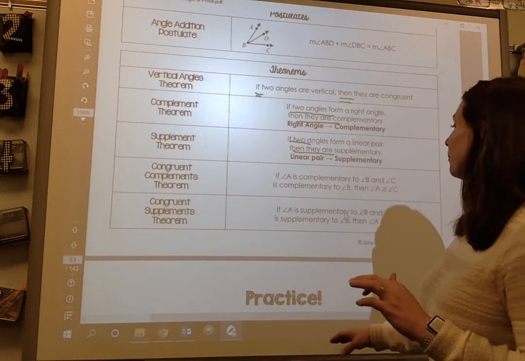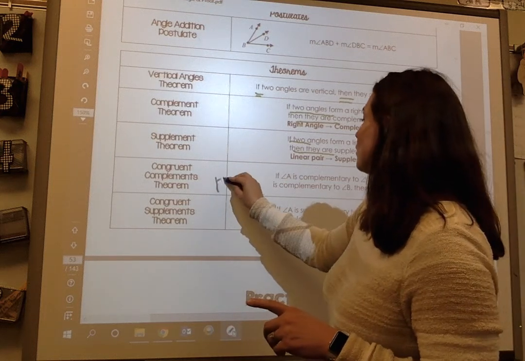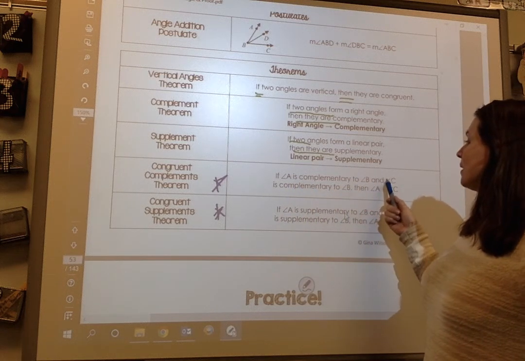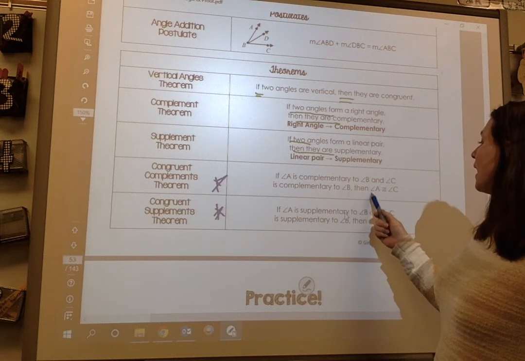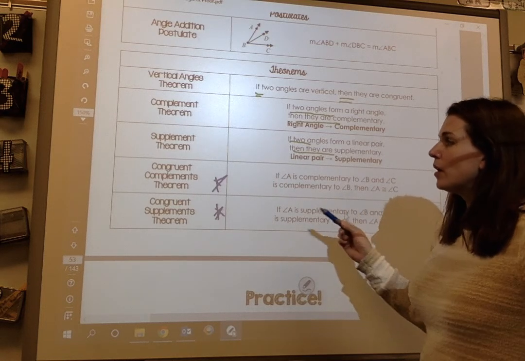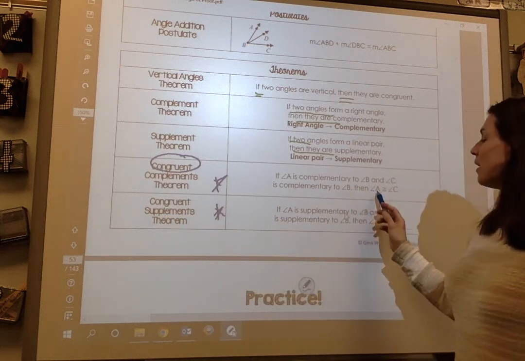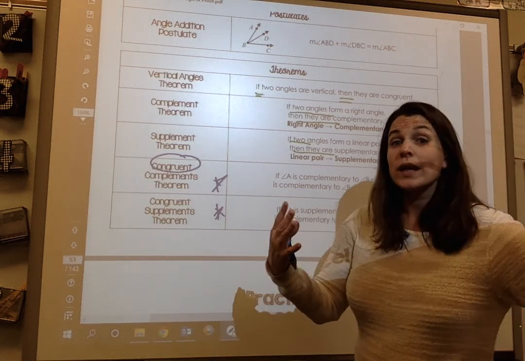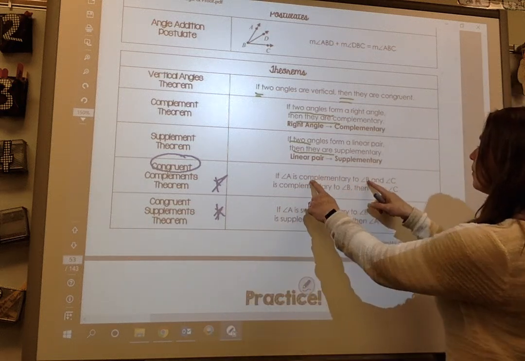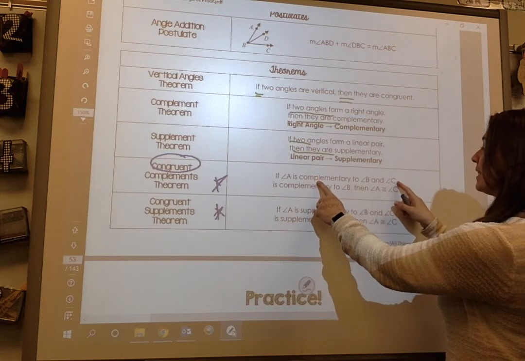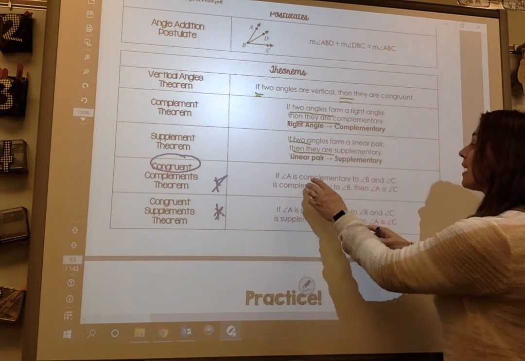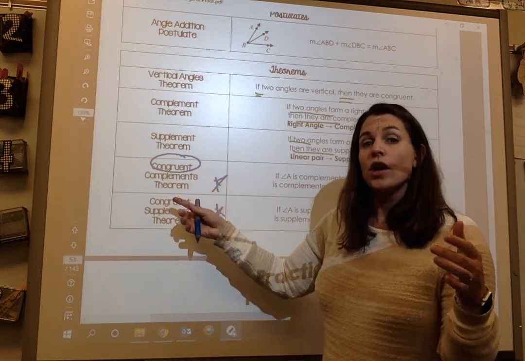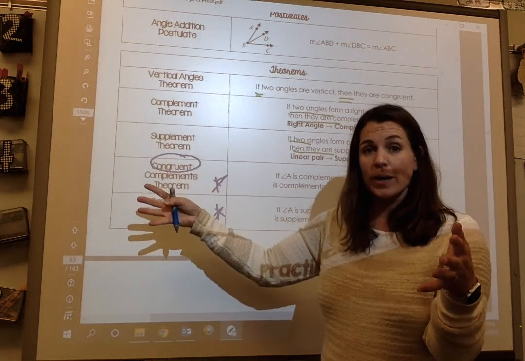Congruent complements theorem. Notice this one. I want you to star these two. If angle A is complementary to B and angle C is complementary to B, then angle A is congruent to angle C. You'll notice the congruency part. This part, to me, looks like the transitive property. My B middleman cancels out and angle A is congruent to angle C. So I look at this as two properties rolled into one: the congruency property and the transitive property.